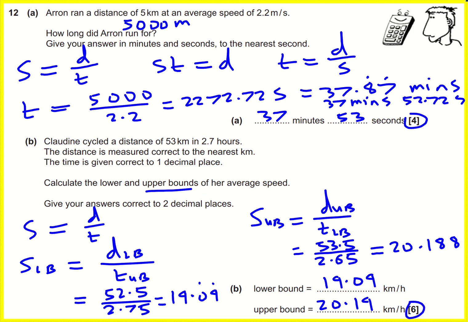Just be really careful on this question not to use the upper bound of both to get the upper bound of the speed like that. I think that's quite an easy mistake to make, but hopefully it makes sense that if you divide by something smaller, then you'll get something bigger.